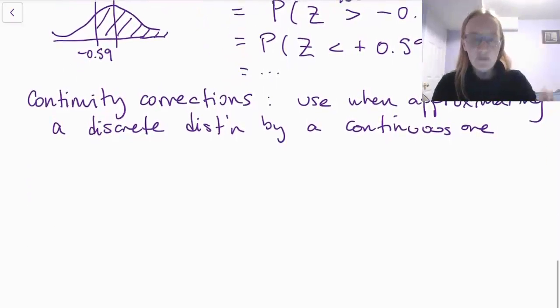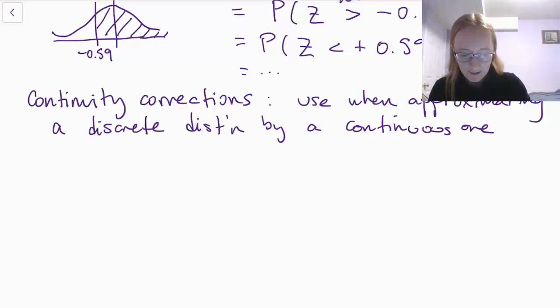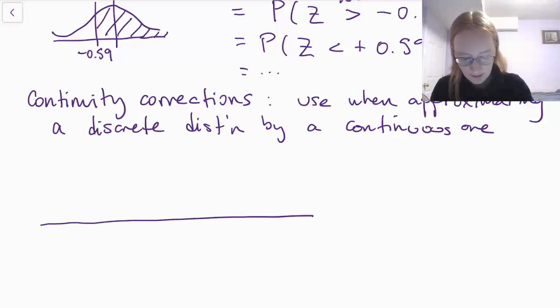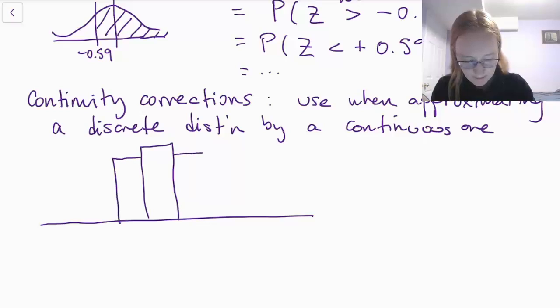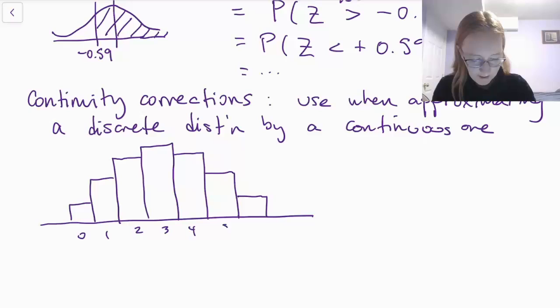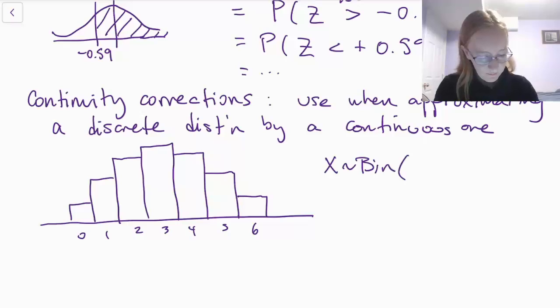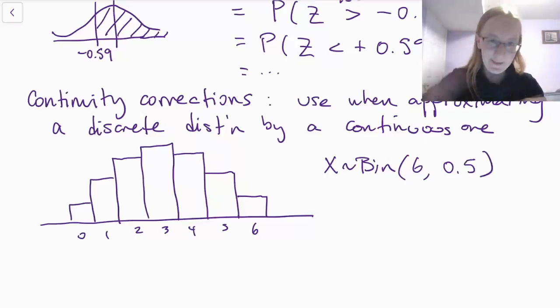So let's do another example. I'm going to draw a distribution here, and let's make it a binomial distribution. Try and make it look relatively symmetric. Okay, 1, 2, 3, 4, 5, 6, 7. So this is a binomial, 0, 1, 2, 3, 4, 5, 6. And we'll say this is a binomial with 6 and 0.5. I made this up. It doesn't look quite like this, but that's the idea.